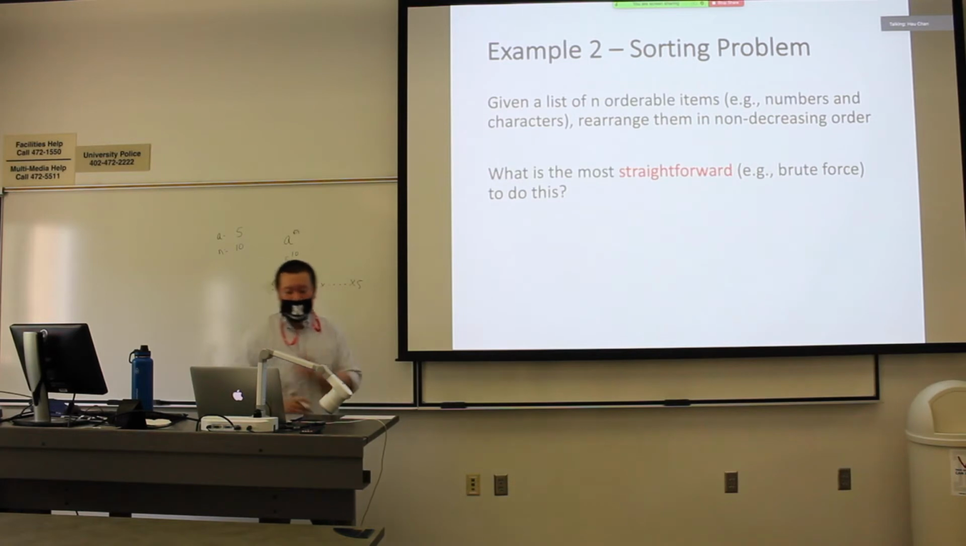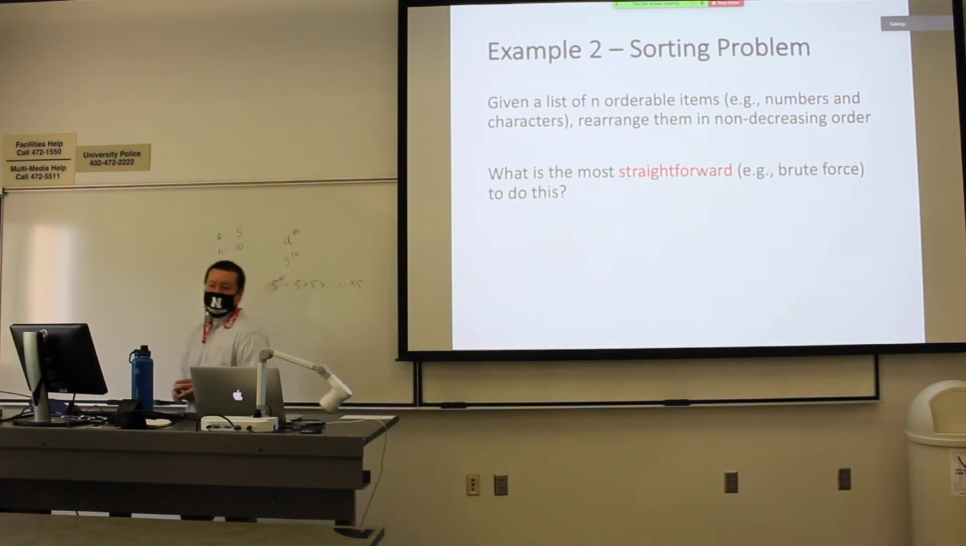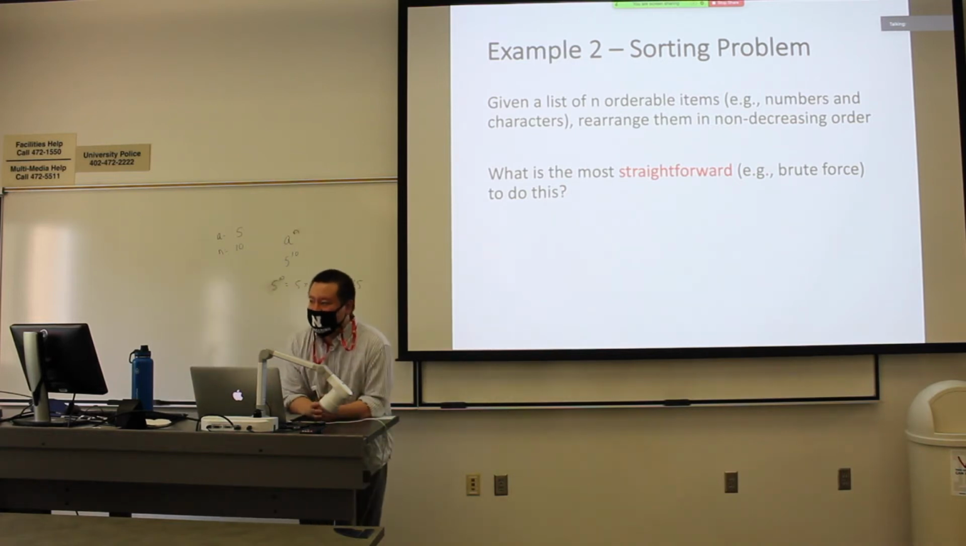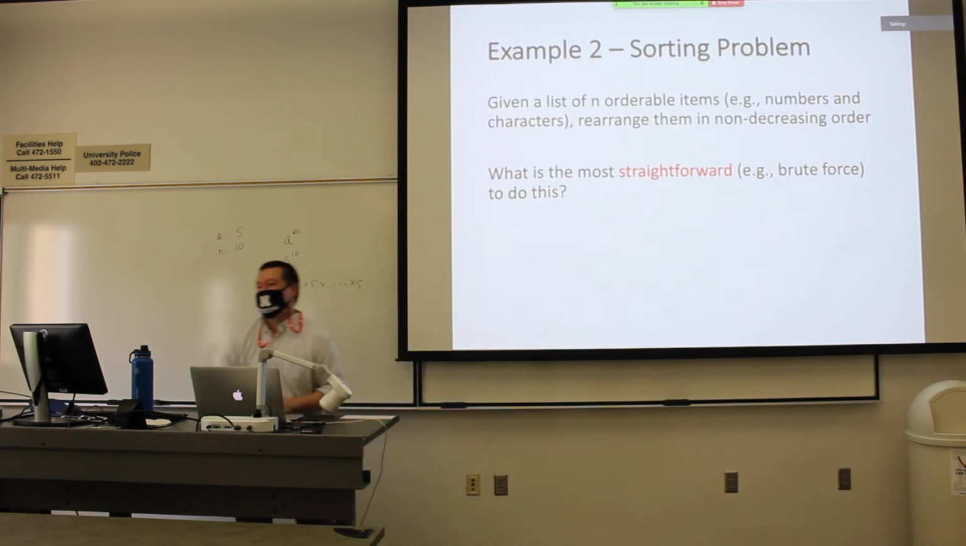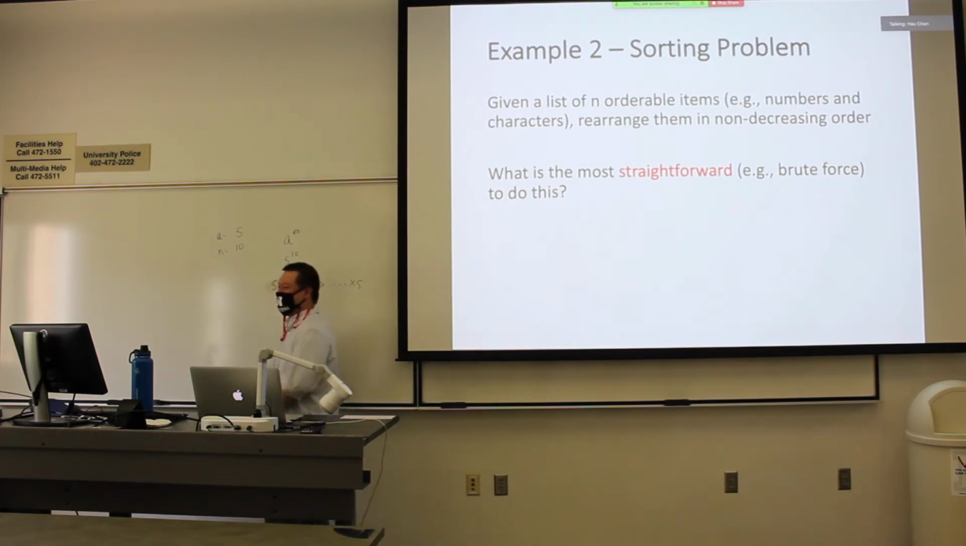And the question here is, what is the most straightforward way to do this? One way that would be terrible, but is maybe the most straightforward, is you make a list of all possible lists, and then you check each one to see if it satisfies the condition of being in non-decreasing order, and I'm picking one that is. Oh, okay. This is called permutation sort, right?